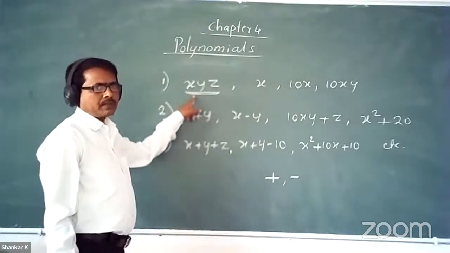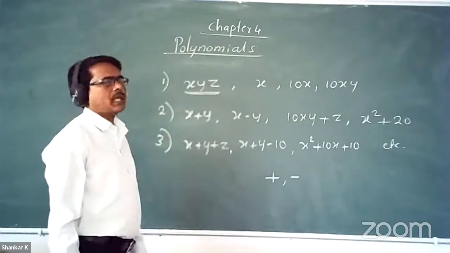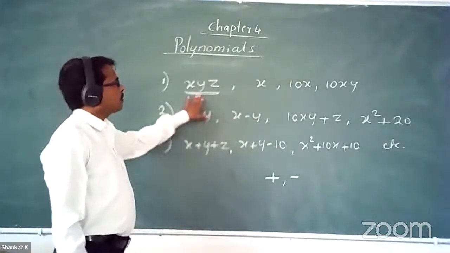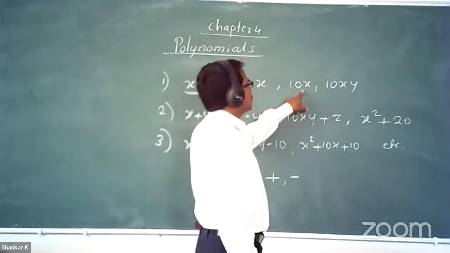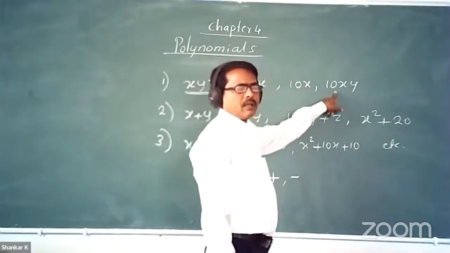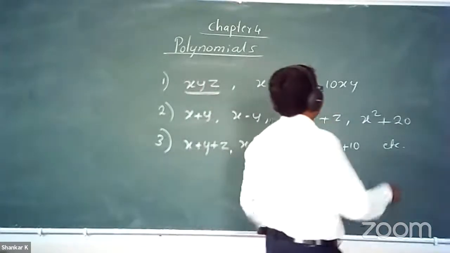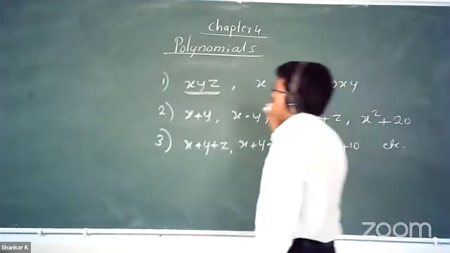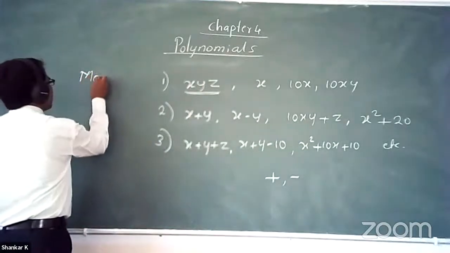An algebraic expression which has only one term is called a monomial. This is an example for monomial. This is also an example for monomial. This is also an example for monomial. It is also a monomial. Why? Because only one term. These are all monomials.